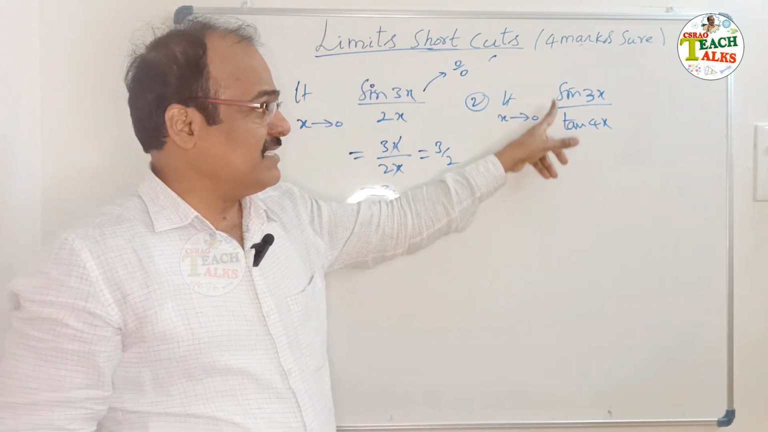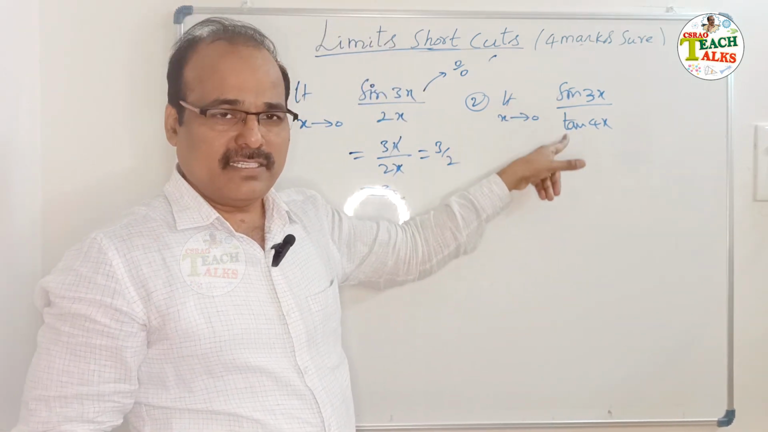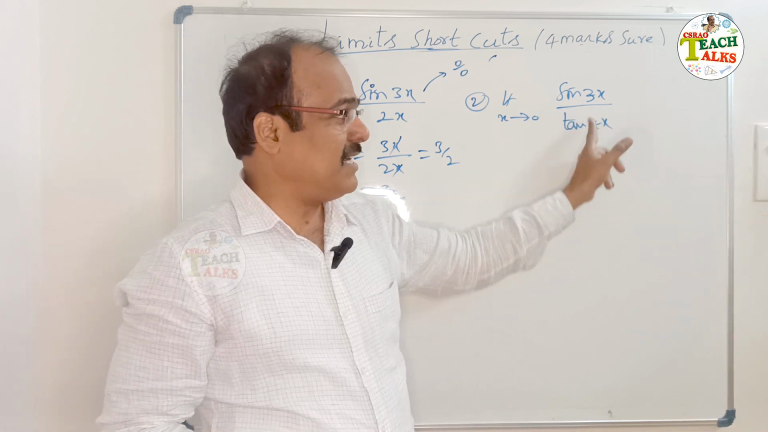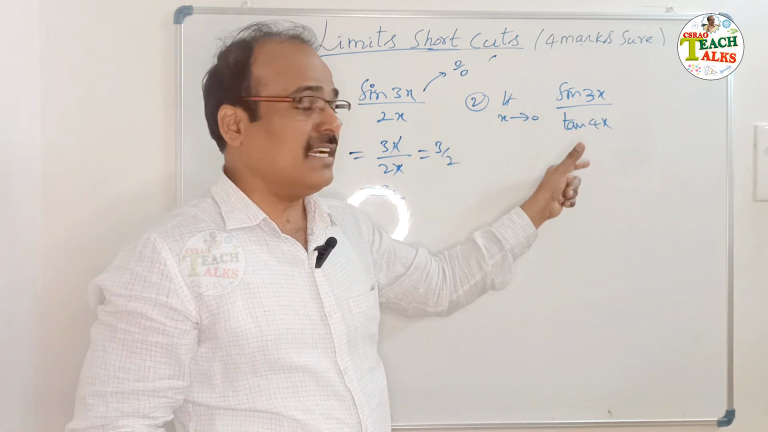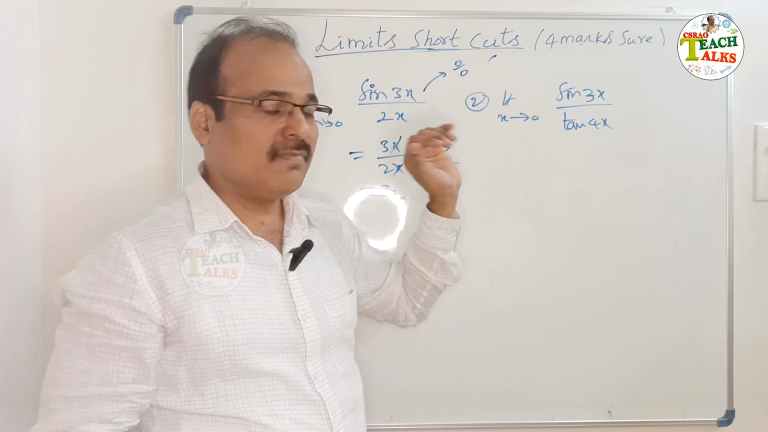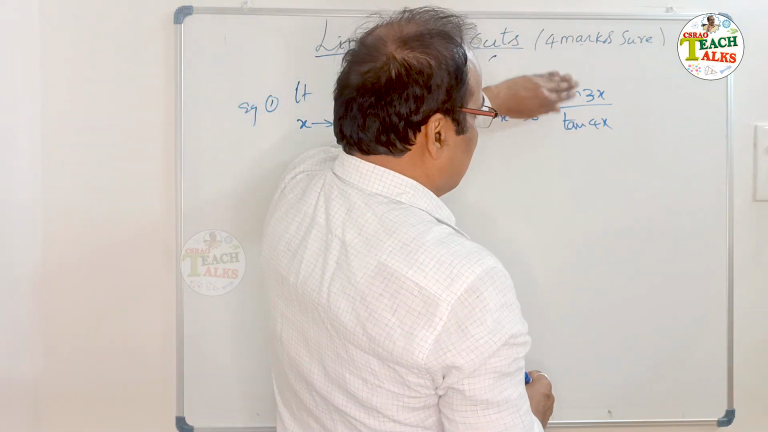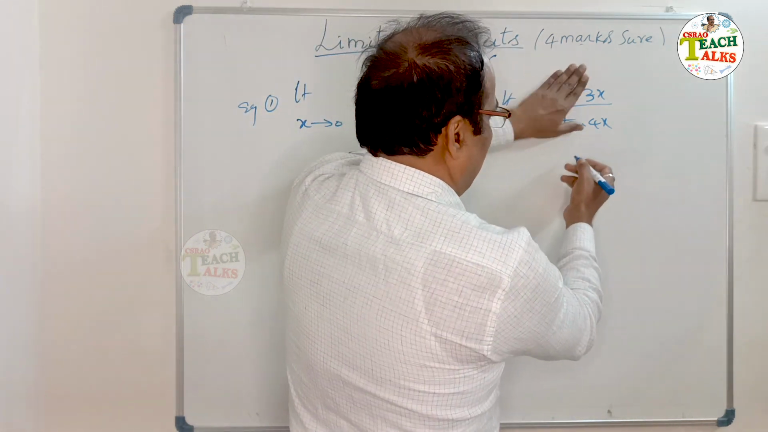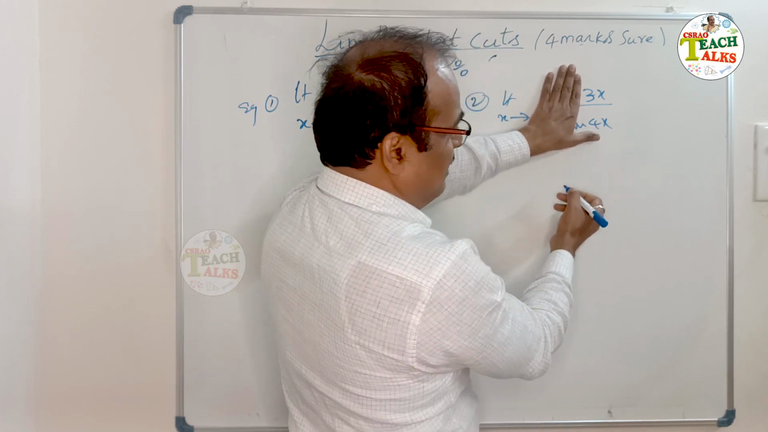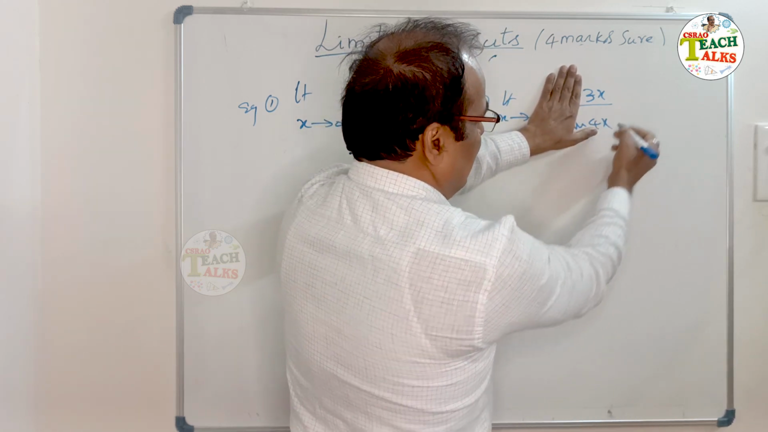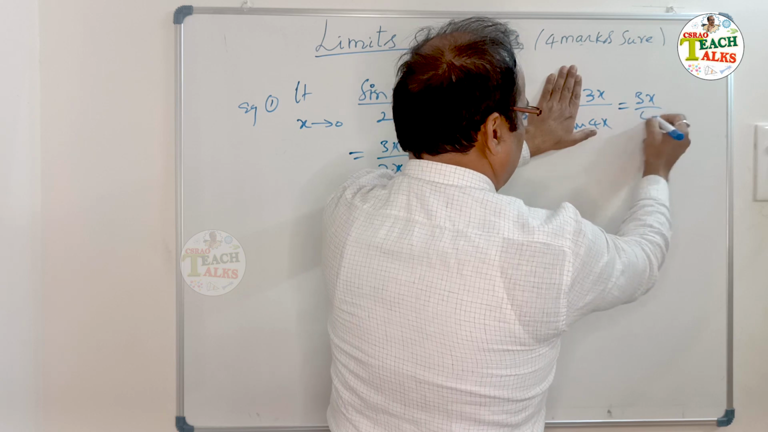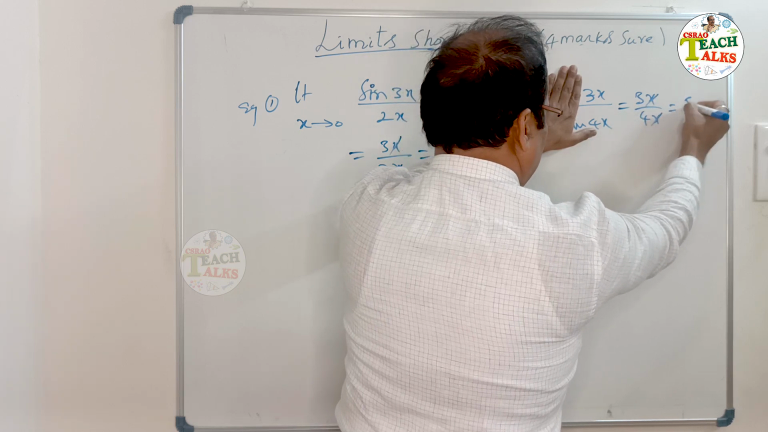If you observe here, sin is there, tan is there, but it is in the quotient only, not plus and minus. You can remove sin and tan at a time. What do you observe here? 3x by 4x. X gets cancelled, 3 by 4.